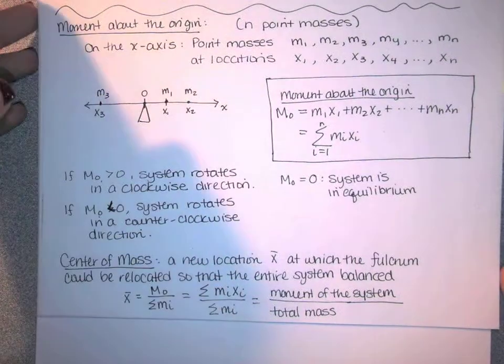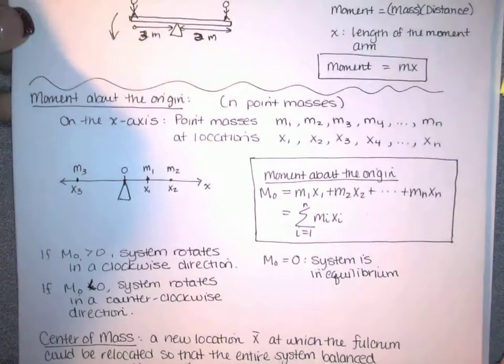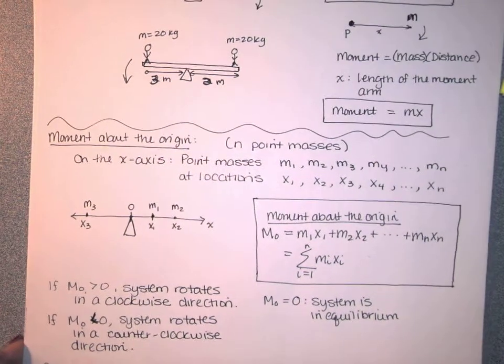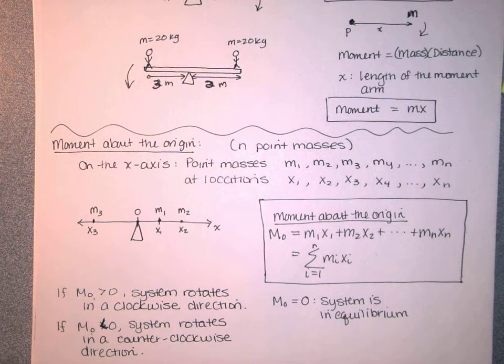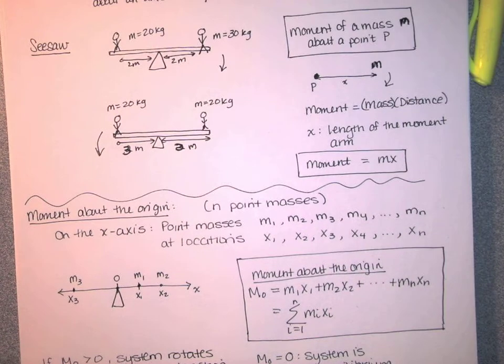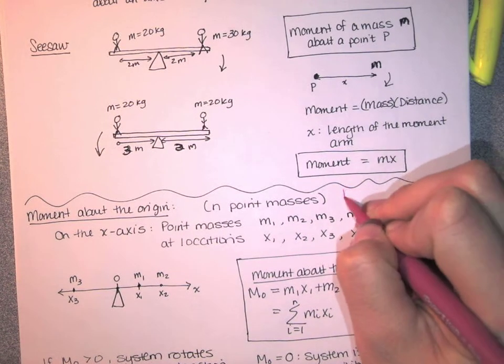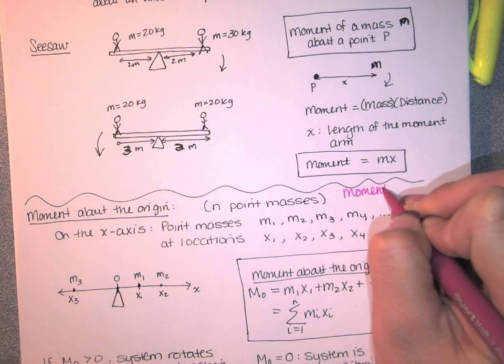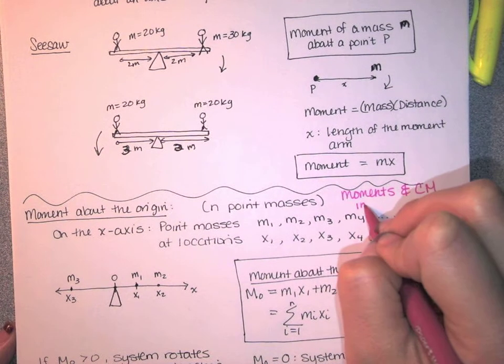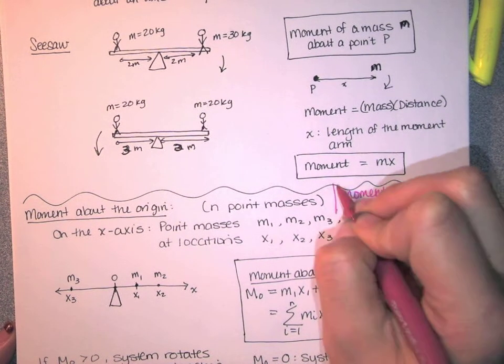Okay, so that is 1D. This is the center of mass of a one-dimensional system. It's one-dimensional because we just have a single x-axis. I'm going to abbreviate center of mass as CM in 1D.